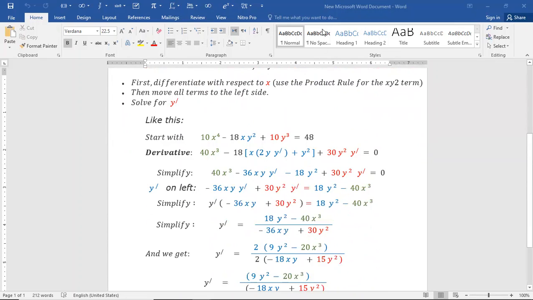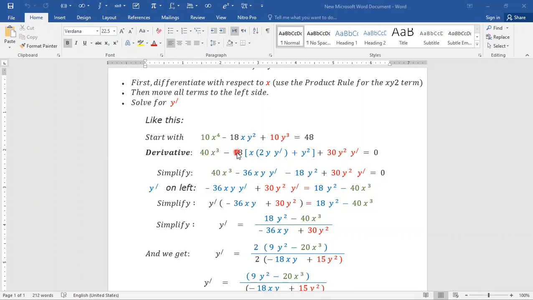Now we have to find the derivative. To find this derivative, we start with the first term. The derivative of this one, as you know, is 4 times 10, which is 40, x to the power 3. We subtract 1 from the power, it will be 3. Minus, what about this one? We have xy, product rule. Okay, don't care about this 18.